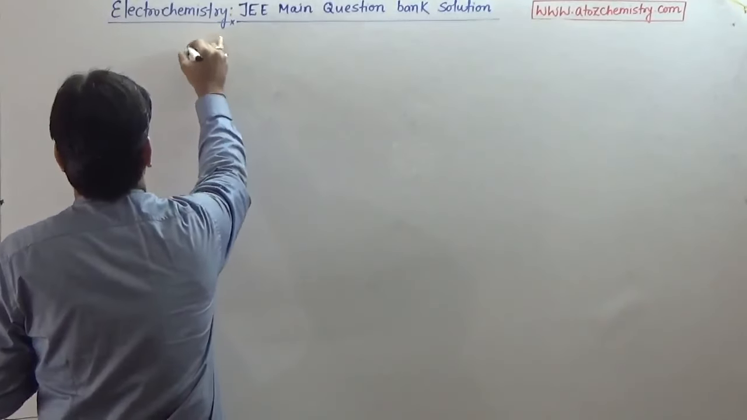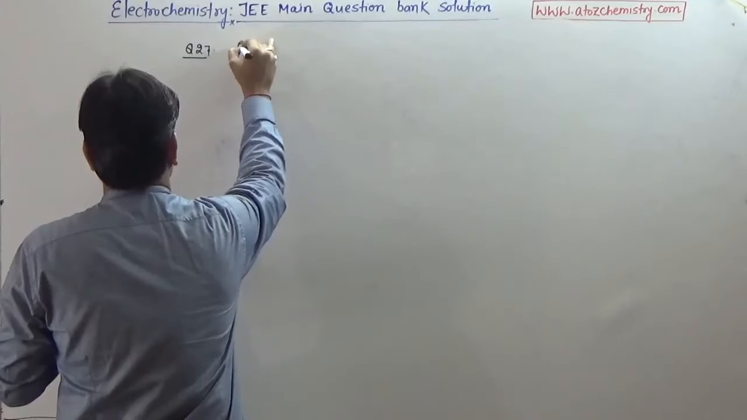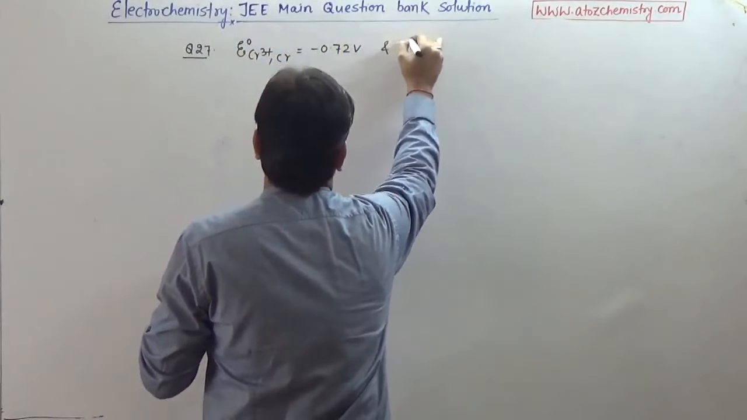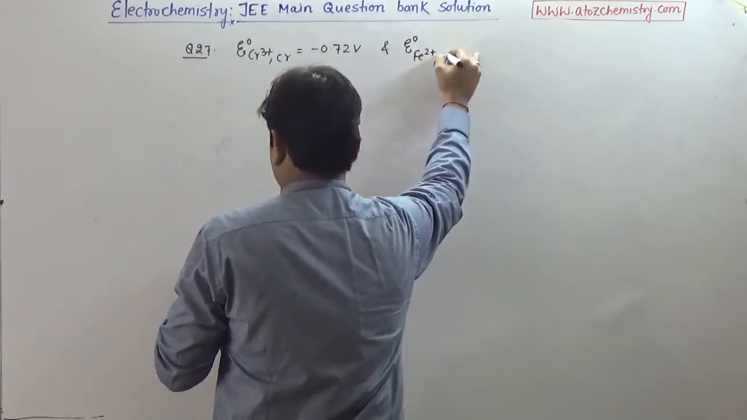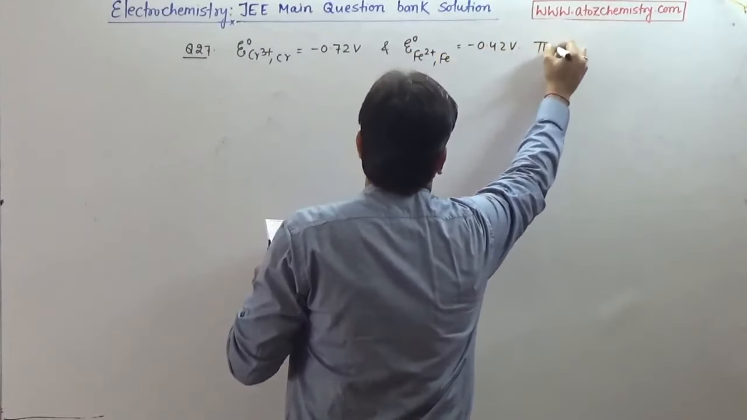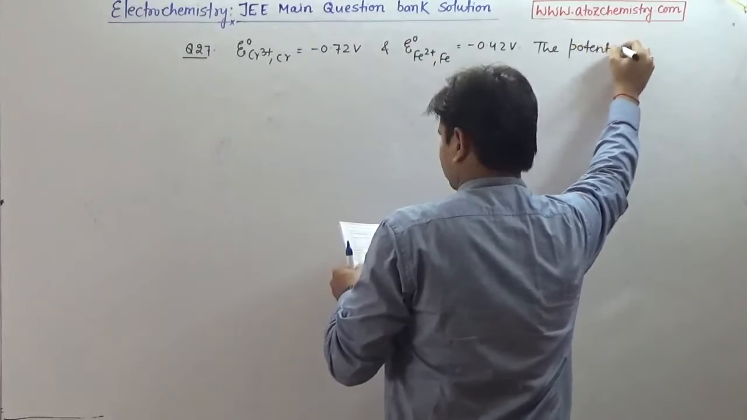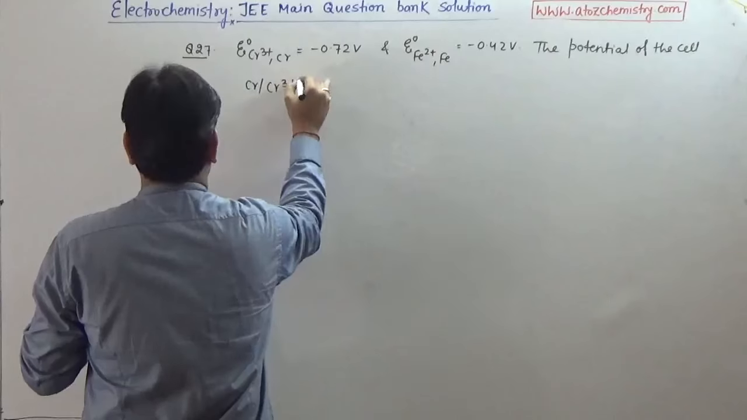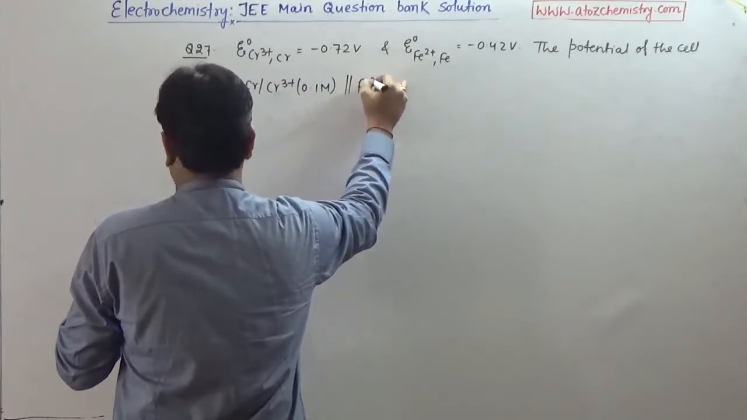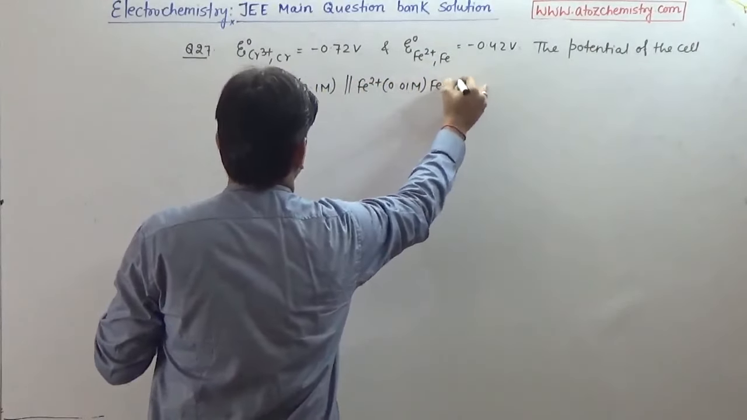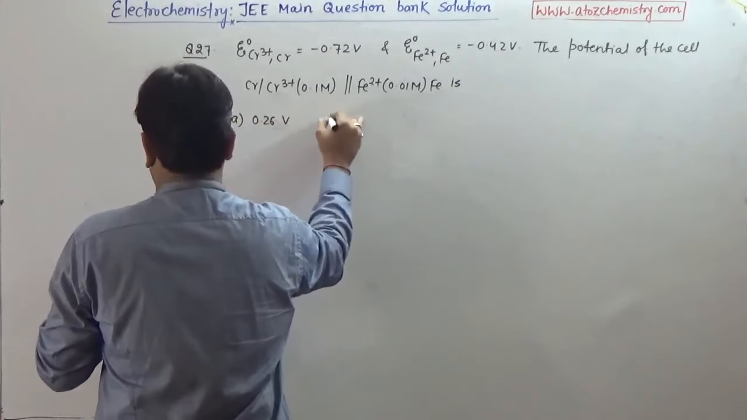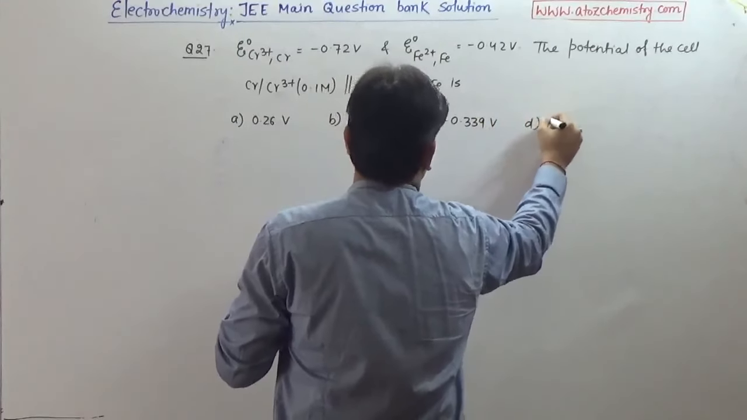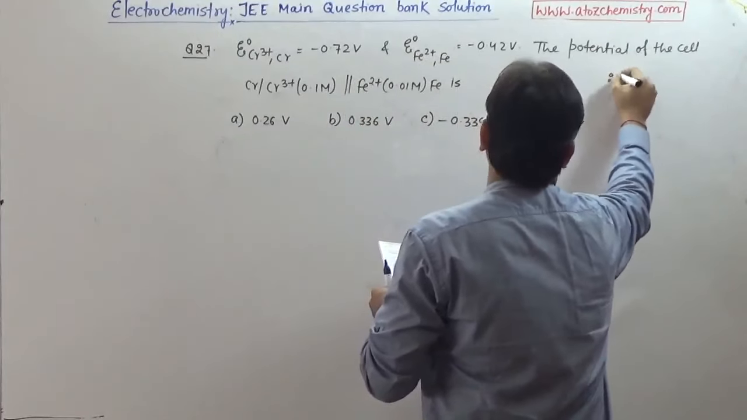Next question that was asked by JEE Main, question number 27. In this question it is given that E naught Cr3+/Cr is equal to minus 0.72 volt, and E naught Fe2+/Fe is equal to minus 0.42 volt. The potential of the cell, Cr | Cr3+ (0.1 M) || Fe2+ (0.01 M) | Fe, is: A option is 0.26 volt, B option is 0.339 volt, C option is minus 0.339 volt, and D option is minus 0.26 volt. This is question asked in 2008.